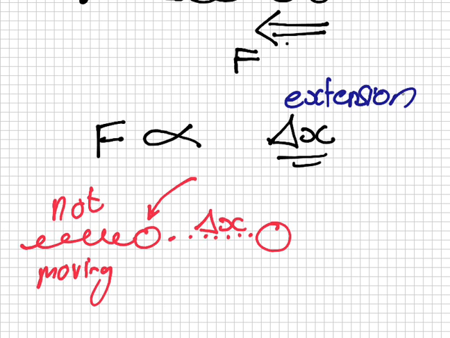Now, some books use the letter E. I don't like that. We use delta X. What did you use? Okay, X2 minus X1, which is the same. X2 minus X1, yes. You used E? Okay.